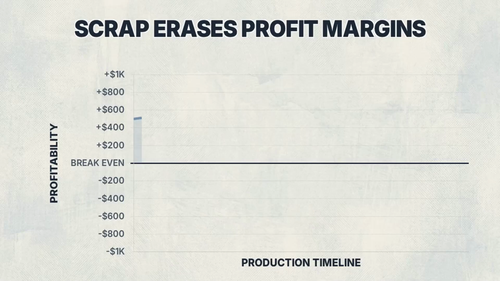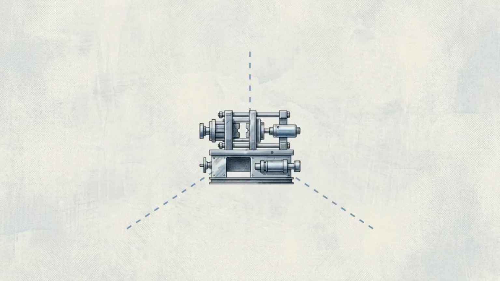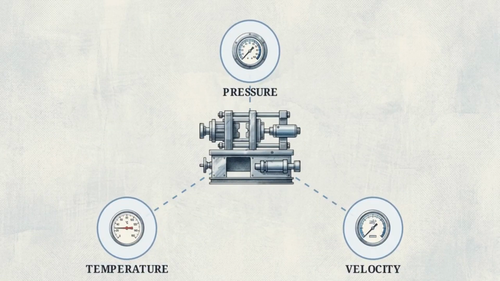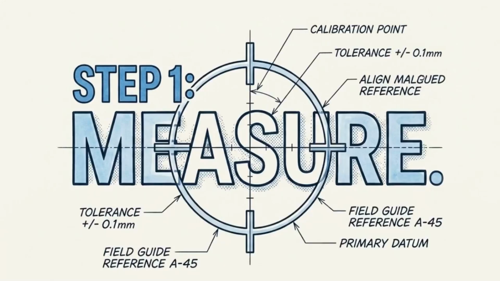Every piece of scrap casting that leaves the die eats directly into your bottom line. We're going to break down how to identify and control these defects systematically. Before we touch a single machine parameter, we must establish one non-negotiable rule. You cannot correct a defect if you cannot measure it. Without a rigid data baseline, any adjustments on the floor are just guessing.